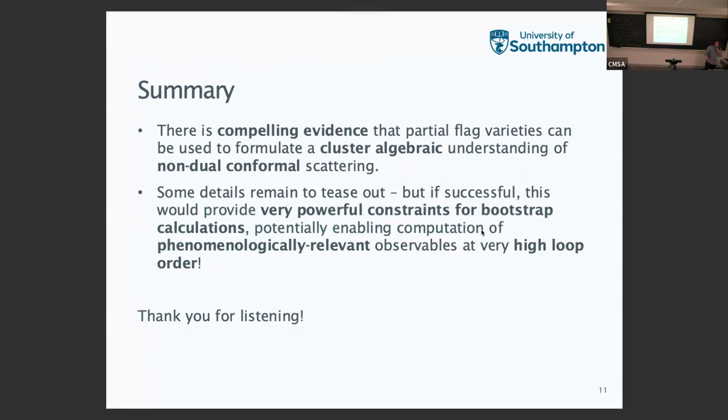So there's compelling evidence that these cluster algebras do contain information about non-dual conformal kinematics, but there are details to be teased out. And hopefully, if this can be understood, it can let us extend bootstrap methods beyond the standard domain of planar N=4. Thank you.